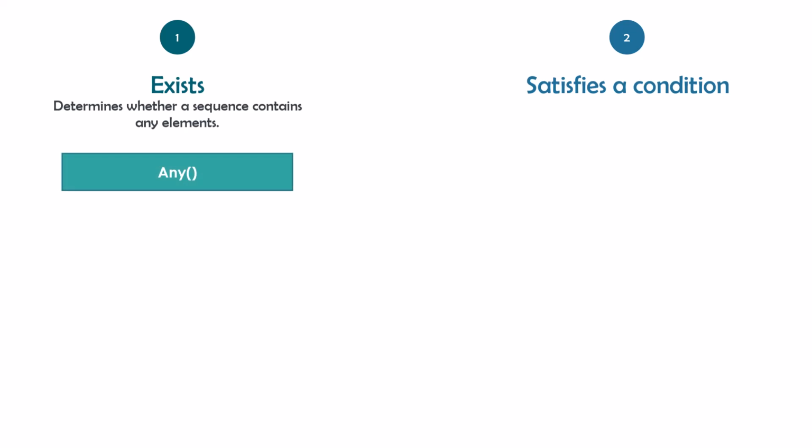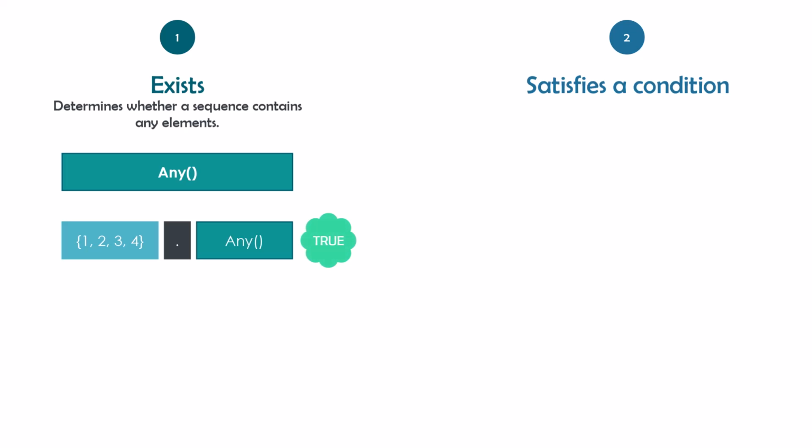We use this operator without any condition or variables. We only set the operator after the sequence we want to check. Let's see the following example to understand it better. I have the following integer array, which contains 4 numbers, and I use the operator any. So here we check if the array contains any elements. As you see, we have 4 numbers, so it contains even more than one element. The result in this case is true.